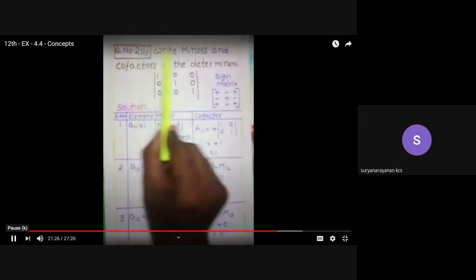Now, shall we go to the next point? That is, we are going to find minors and cofactors of a 3 by 3 matrix. Okay. Please observe this example, my dear children, carefully. Watch this video carefully, my dear children. Come to the second row, first part. Write minors and cofactors of the determinant 1 0 0, 0 1 0, 0 0 1.